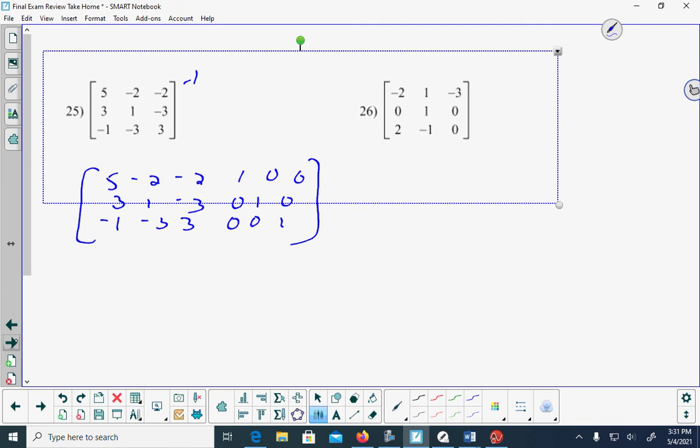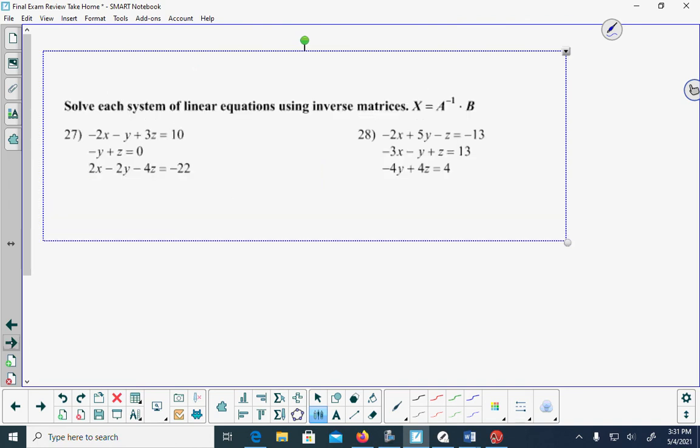And I would do row 1 and row 3. But I'm just throwing this one in my calculator because it's not clean. It's fractioning. It's negative 9 halves. And then this is 4, negative 17 halves, and negative 11 halves. But let's go ahead and do, I have 26 on? Yeah, let's do 26.